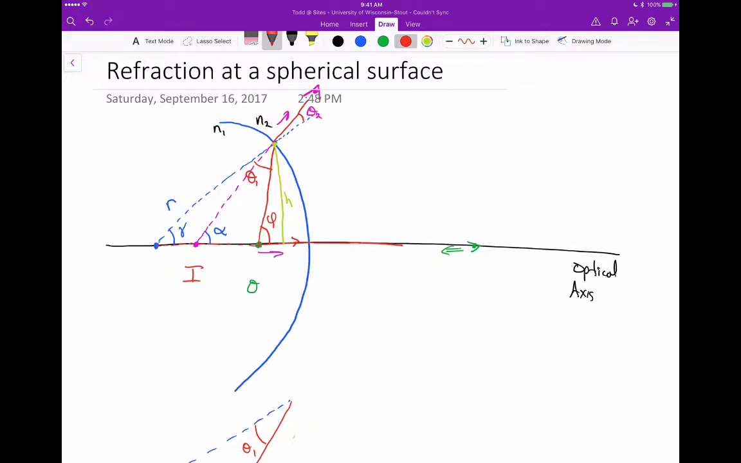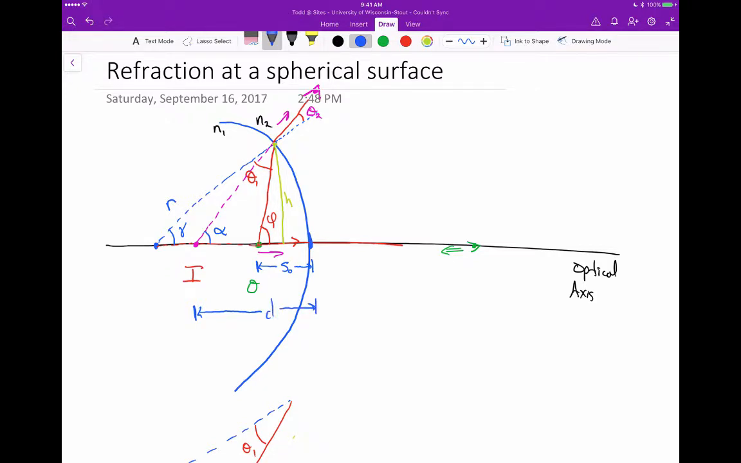I also need to define a couple of distances. The distance between the object point and the surface of the lens, we're going to call that s_o. That stands for the distance of the object. And the distance between the image and the surface of the lens, in particular this point on the optical axis, we're going to call d.